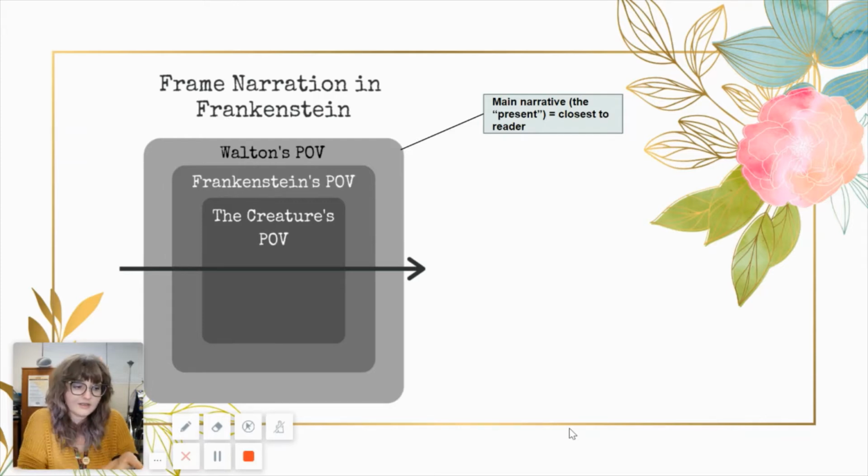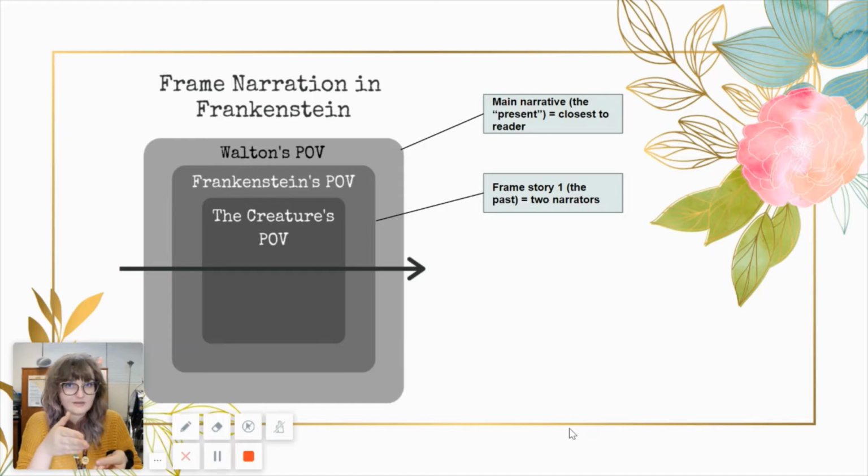However, then Walton meets Victor Frankenstein, and Victor Frankenstein starts to tell Walton a story, and then Walton is telling us the story that Victor Frankenstein told to him. That's where we get our first frame story, which takes place in the past, and which is Frankenstein's story, told by Frankenstein to Walton, who then tells it to us. So now we're farther away from it because it has to go through 2 people in order to get to us.